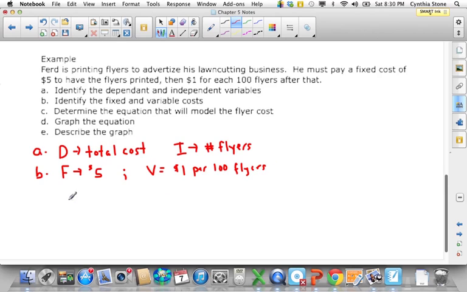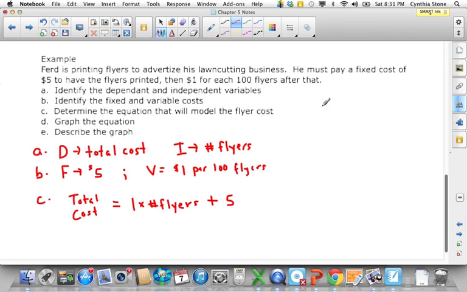Determine the equation that will model. So we're going to use the model we used above, where we said the y, which is the dependent variable, so that would be total cost, the dependent variable, equals the variable cost, which is 1, times the independent variable, which is number of flyers, plus the fixed cost.